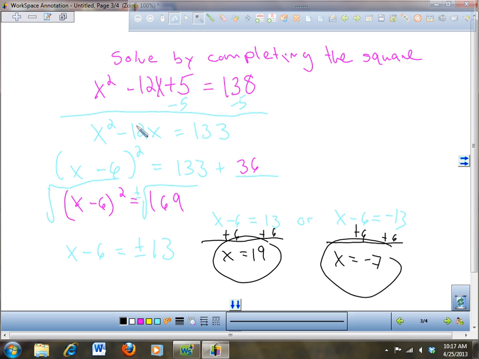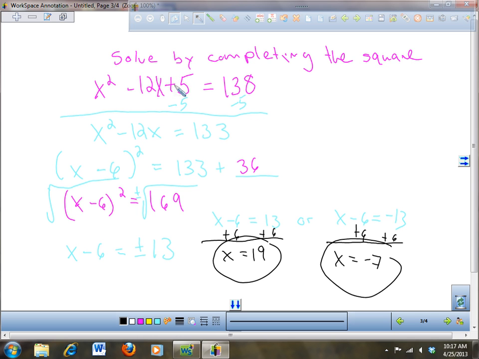So if I plug 19 in there, I would get that that's equal to 130. I bet you $1 it would work. Or $100. No, I wouldn't bet you $100, because I might have made a mistake. And negative 7, if I put negative 7 in there, I would also get 130. And that's called completing the square.